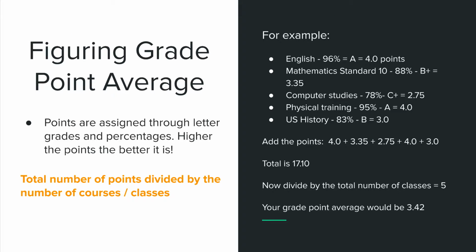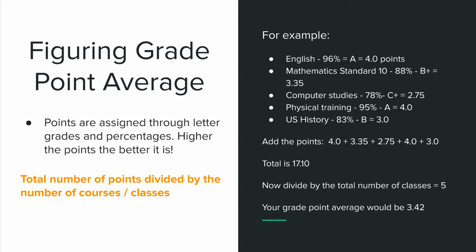So how do you figure out your grade point average? Let's take a look at a few of your classes to see, and then we can figure out your grade point average as a whole. Let's say you took 5 classes. English, you received a 96%, which was an A, and that's 4 points. In Mathematics Standard 10, you received an 88% by the teacher, which is a B plus, and you had a point total of 3.35 assigned.